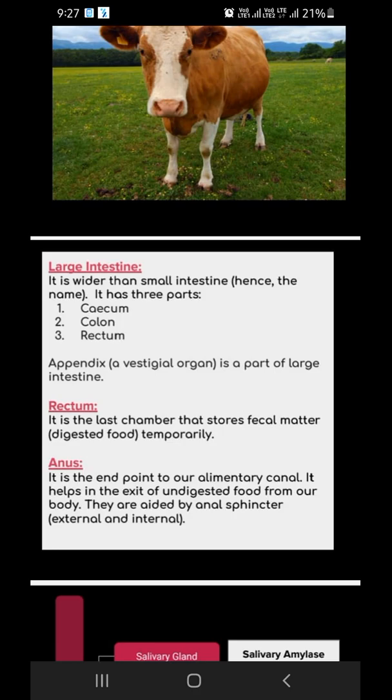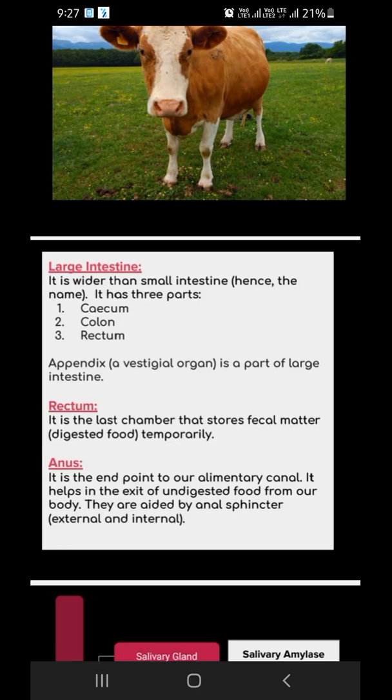Appendix is now a vestigial organ, and it is a part of the large intestine. Rectum is the last chamber that stores fecal matter temporarily. Anus is the end point of our alimentary canal. I repeat that the alimentary canal is 9 meters long.